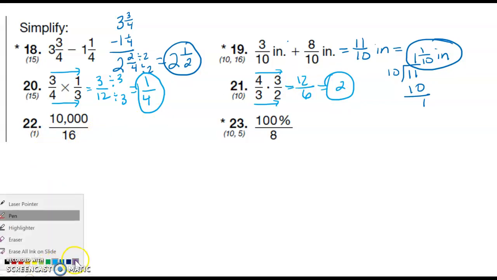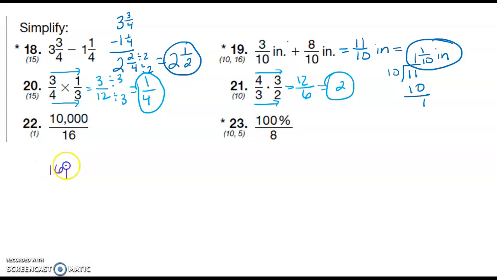22. Let me change colors. 10,000 divided by 16. Let's see. I'm going to go ahead and get close to it with my calculator, but I'm still going to have to... Oh, it's even. 625. Didn't know that. So really you're just dividing like this.